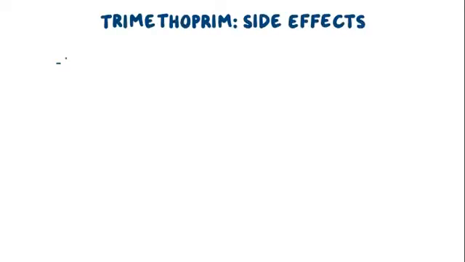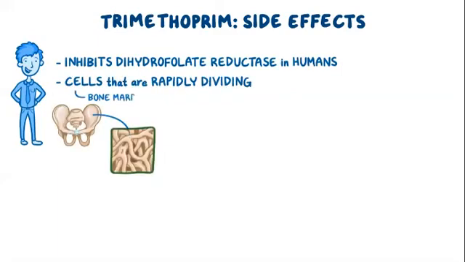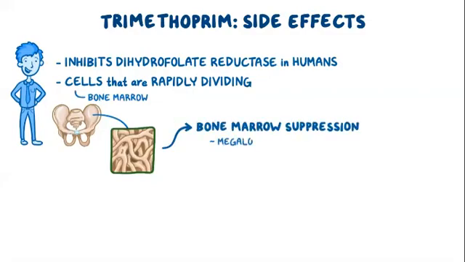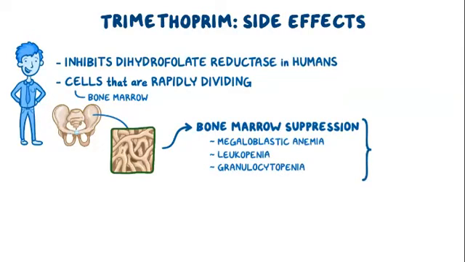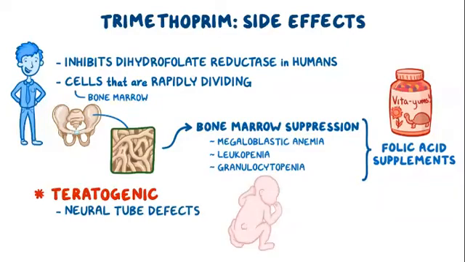Trimethoprim, on the other hand, also inhibits dihydrofolate reductase found in humans. This matters the most to cells that are rapidly dividing, like the ones found in our bone marrow. So it can cause bone marrow suppression, which results in megaloblastic anemia, leukopenia, and granulocytopenia. This problem can be fixed by giving folic acid supplements. Another problem is that trimethoprim is teratogenic and can cause neural tube defects in babies.